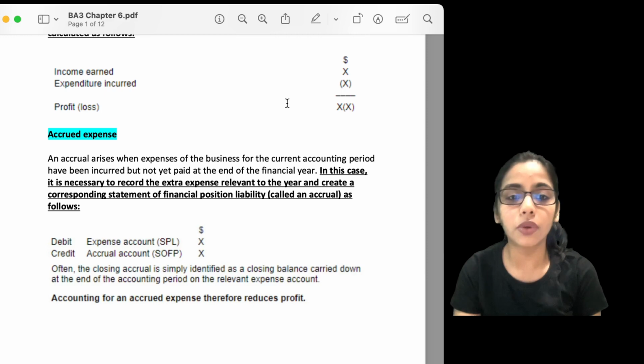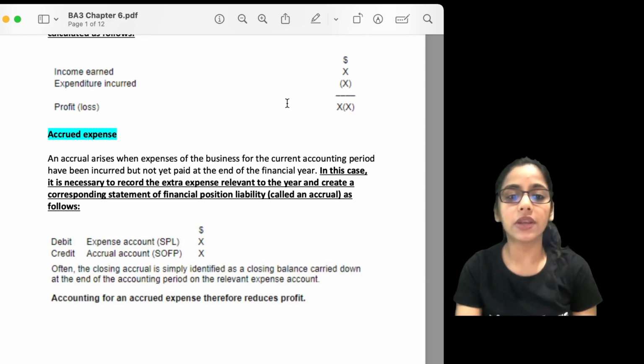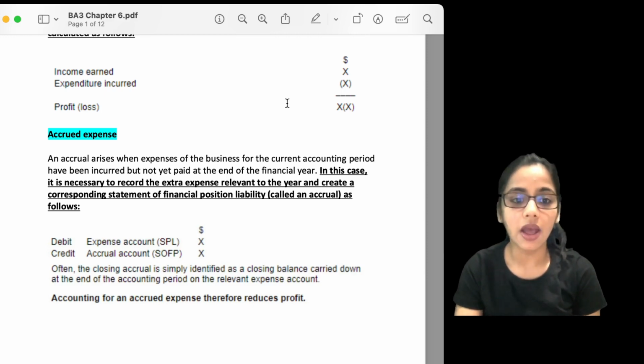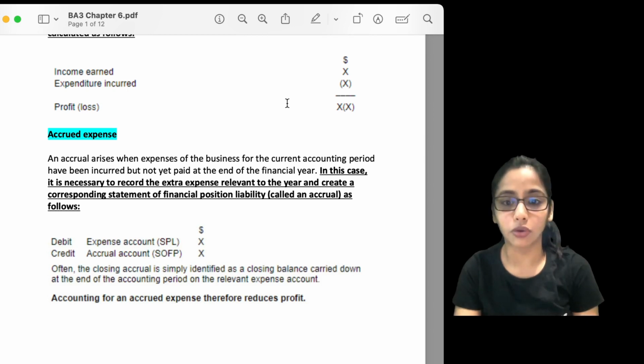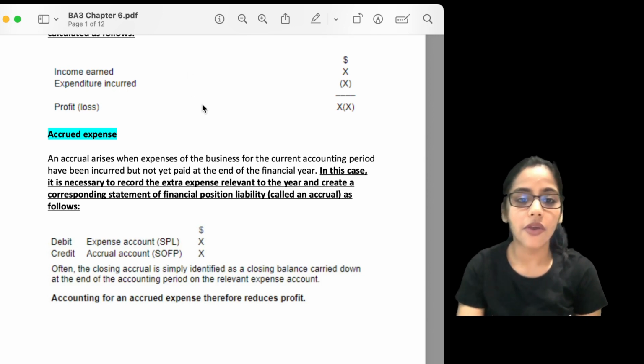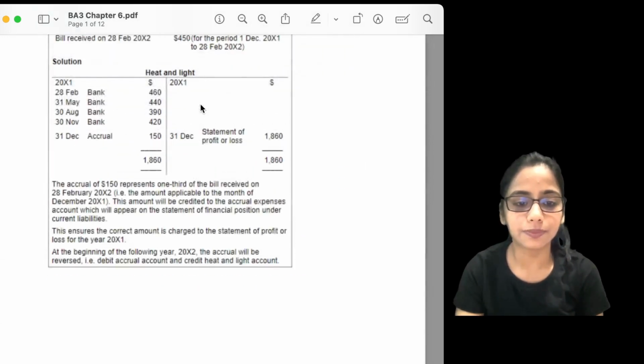So what you will do in terms of journal is, you will debit your expense account and then you will credit your accrual account in the statement of financial position. So let us understand this with a small example.